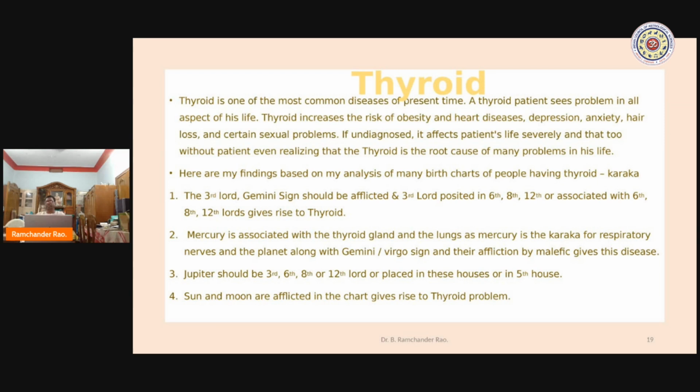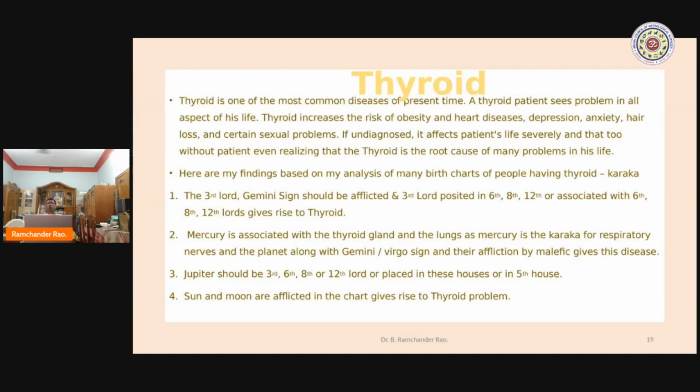The third lord, Gemini sign should be afflicted, and the third lord positioned in 6, 8 and 12 or associated with the 6, 8, 12 lords gives rise to thyroid. I mean the third lord, that is where upon the chart, my third lord, look at that. Or what is the planet present in that third house? That plays an important role in giving the thyroid or not. So Gemini sign should be afflicted. Is the Gemini sign afflicted or not?